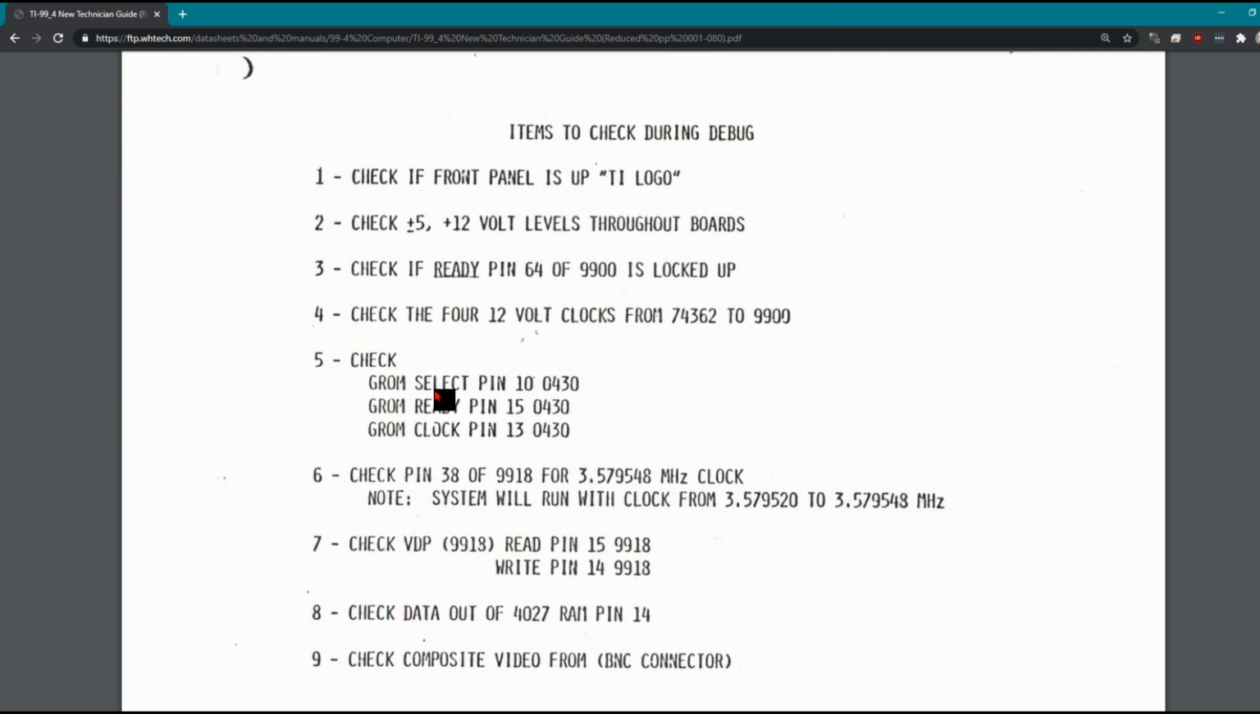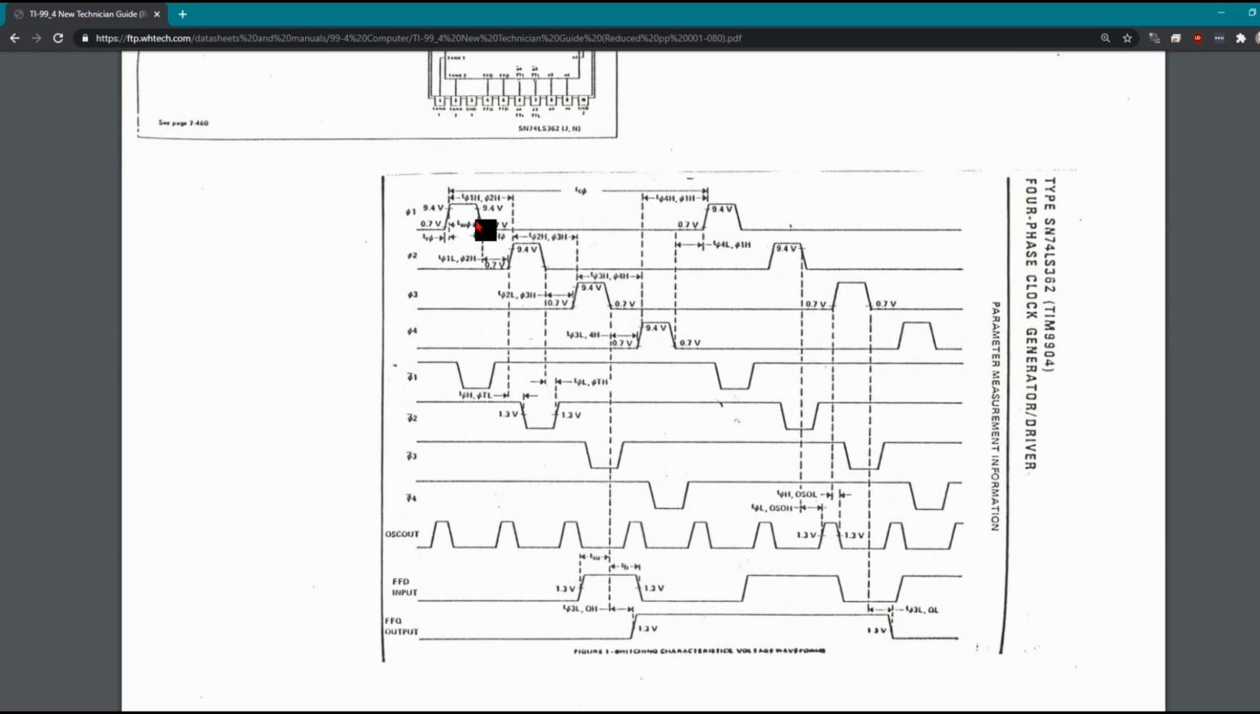And then those ROM chips, which are those special high-speed ROMs, have additional pins. It's not just like a chip select. It has a select, a ready, and a clock signal as well. So that's telling us to check those pins as well on those chips. And then it goes into checking the clock signal, and then checking the VDP, some stuff on there, and on and on.